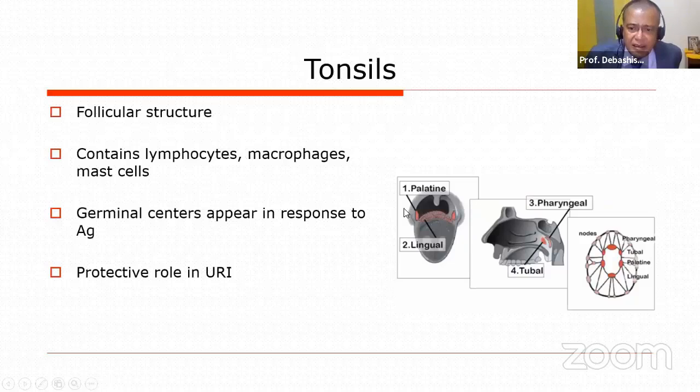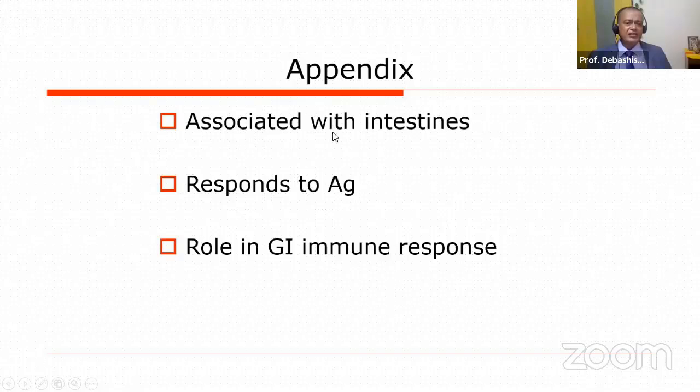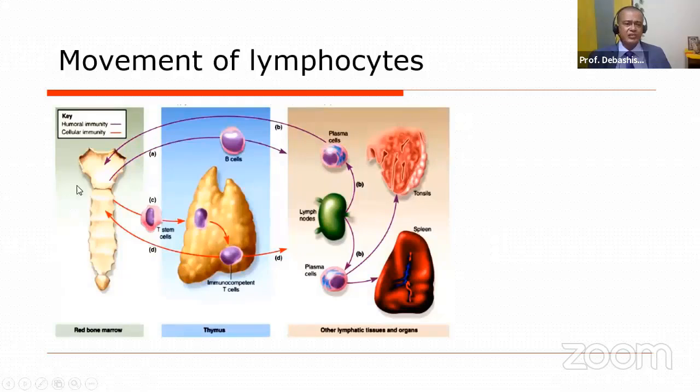The tonsils are many. Palatine and lingual tonsils are here, pharyngeal and tubal tonsils are there, and along with the nodes around them, all these tonsils together are called Waldeyer's ring. You must know of the recent discovery of further lymphoid tissue in the pharynx, which was described probably a couple of months back. The appendix is also associated with the MALT, and it responds to antigen, and it has some role in GI immune response.